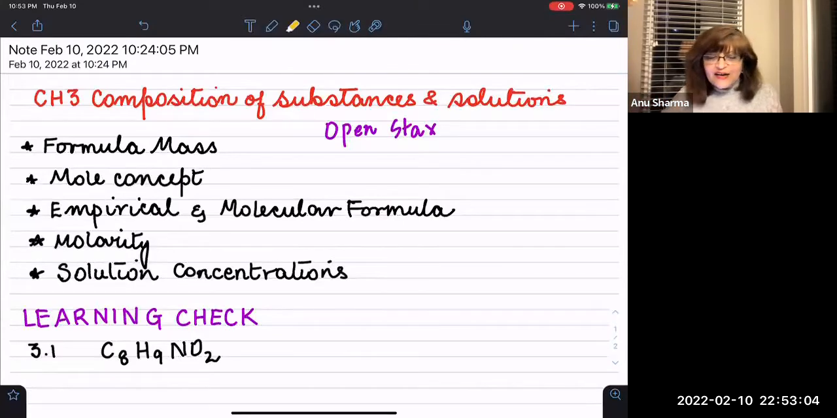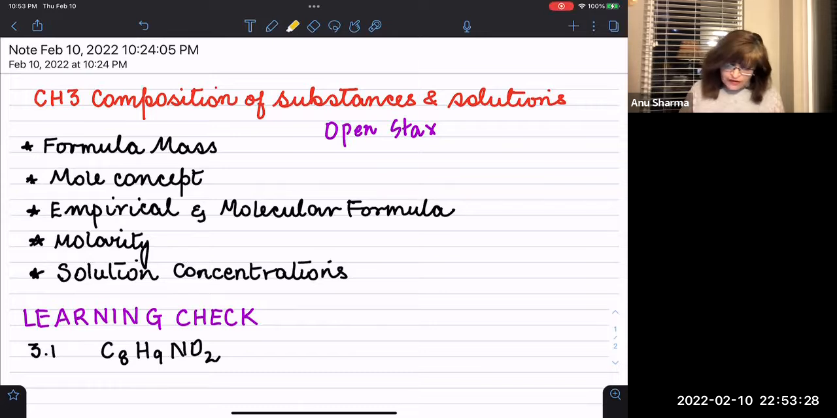Hi, guys. Okay, so let's look at chapter 3, composition of substances and solutions. This is from the OpenStax book called Chemistry. In this video, we will cover formula mass, mole concept, and the empirical and molecular formula. But in the next video, we will continue chapter 3, and we will continue with molarity, solution concentrations.